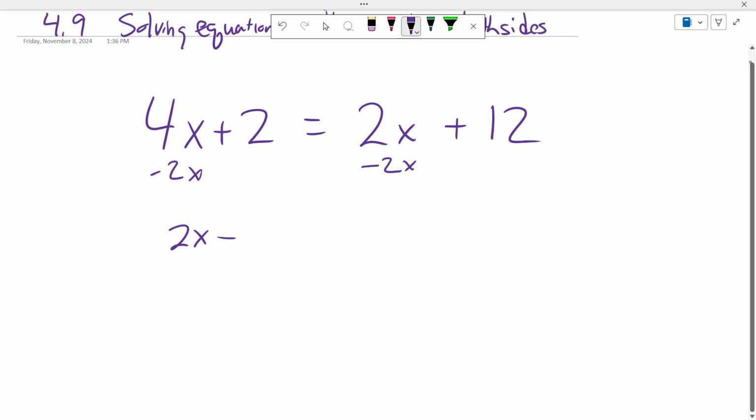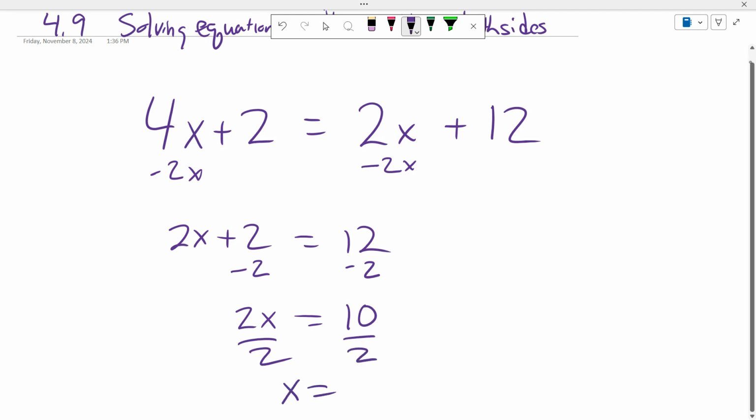So 2x plus 2 equals 12. Now it's just like a two-step equation that we've been solving in here. What's the next step? You subtract 2 from each side. Because this is plus 2, do the opposite. Subtract 2. So 2x equals 10. Then divide by 2. X equals 5.